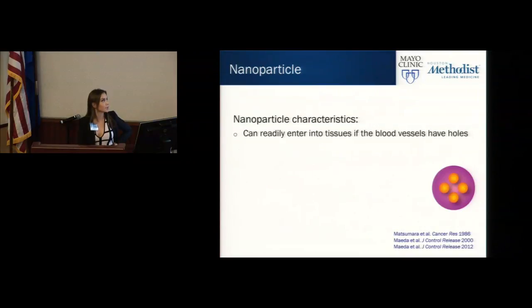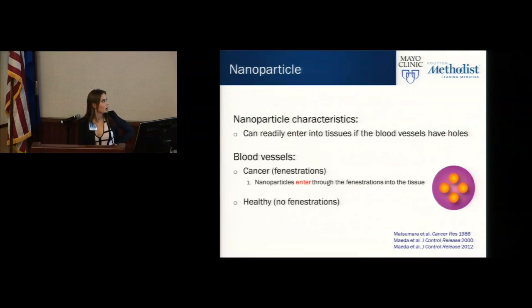So then when we take a look at the nanoparticles, we know that these are smaller, so they can enter through these fenestrations or holes in the vasculature wall. And this is what happens in cancer tissue. However, in normal vasculature, we don't have these vasculature holes, so we don't see any nanoparticles entering into the tissue. So again, this is a way to achieve enhanced accumulation of nanoparticles in tumors versus healthy tissue.